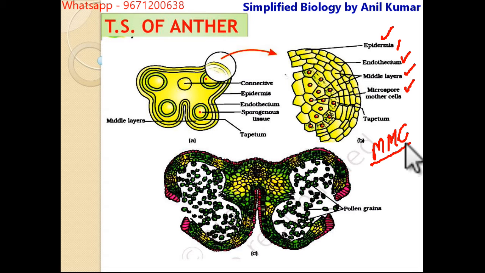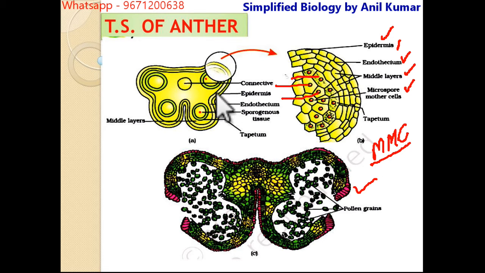Microspore mother cells are differentiated from the other cells only due to the presence of dense cytoplasm as well as the nucleus. That is how the structure differs from other cells, because the nucleus is present here. Clear, students?